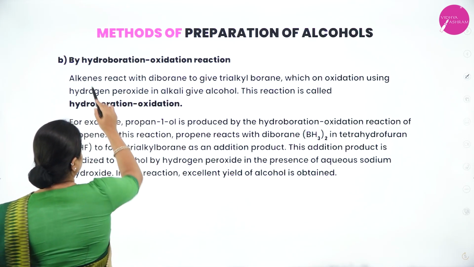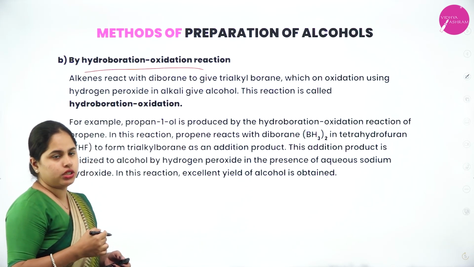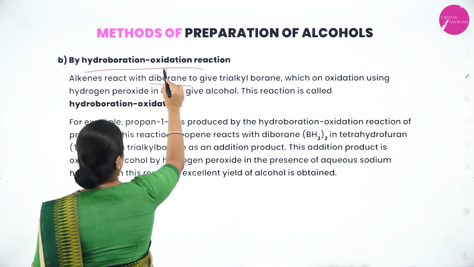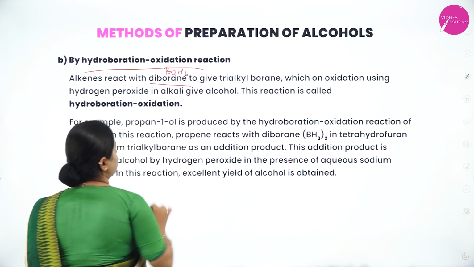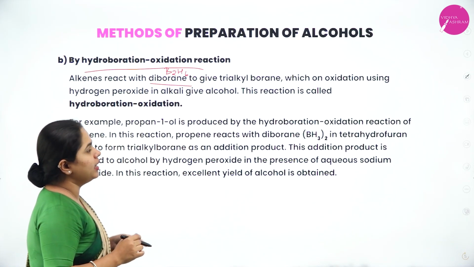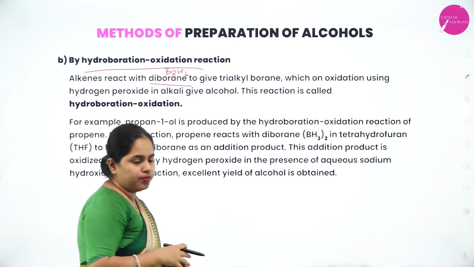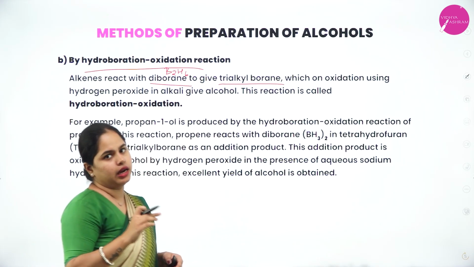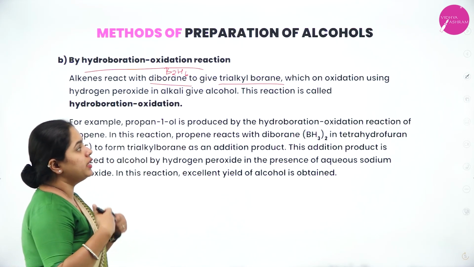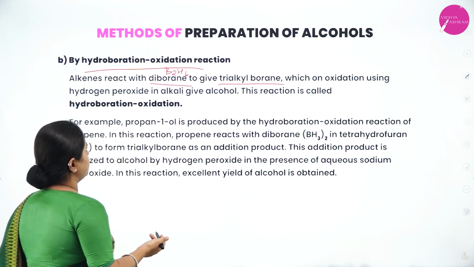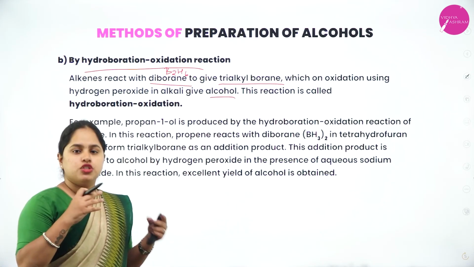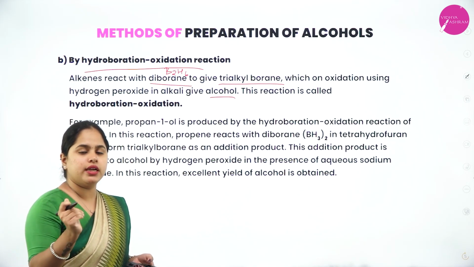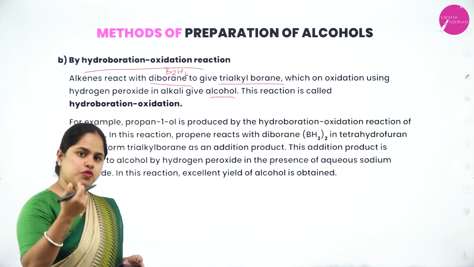Right. Now the next method is hydroboration oxidation reaction. So alkenes react with diborane. What is diborane? Diborane is B2H6, to give trialkyl borane. So first alkene will react with diborane to form trialkyl borane. Trialkyl borane will be formed first, which then on oxidation using hydrogen peroxide in alkali gives alcohol. So first alkene using diborane forms trialkyl borane and from trialkyl borane it undergoes oxidation to form alcohol.